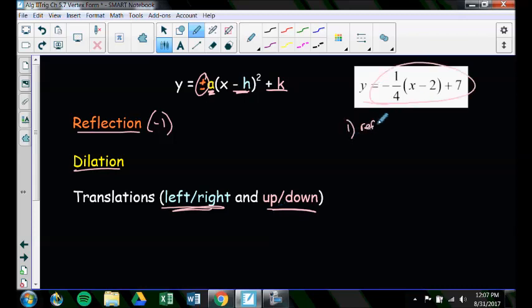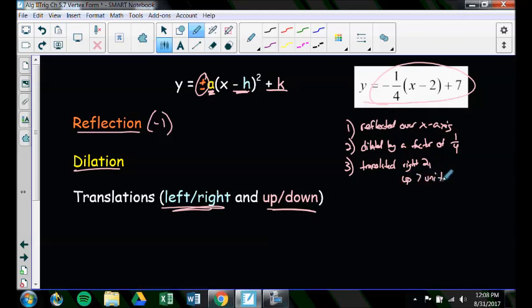First it was reflected over the x-axis. Next it was dilated by a factor of 1/4. You need to list these in order from left to right as you read them. It makes a difference. If you translate then reflect over the x-axis, everything changes. Then it's translated right 2 up 7. Those are just units, whole number units on our grid. Those are the 4 possible transformations. I only list 3 because there's 2 different types of translations, left, right, and up, down.